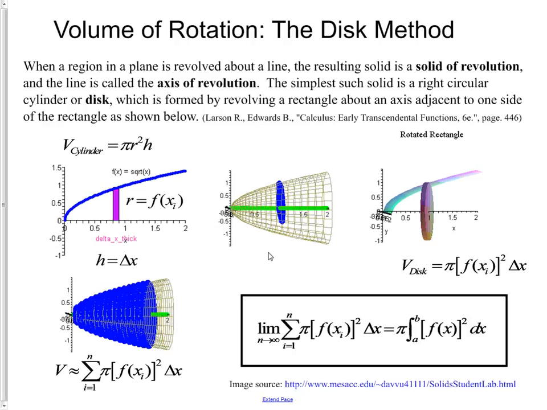So of course, if we take that limiting value, we see something that looks an awful lot like a Riemann sum, and in fact it is, except that we're dealing with a sum of disks. And so the volume is going to be pi times the integral from a to b of some function f of x squared dx. So that's the idea. That's what we're going to do with this.